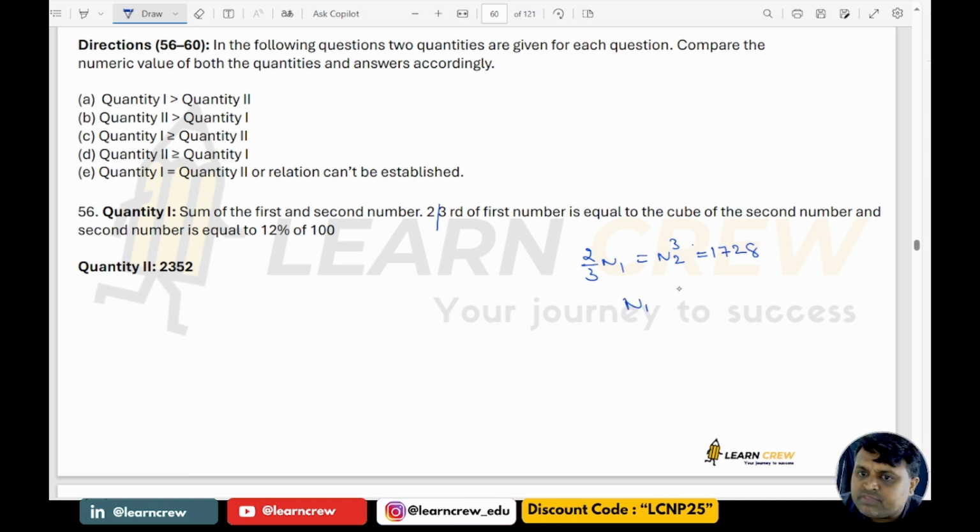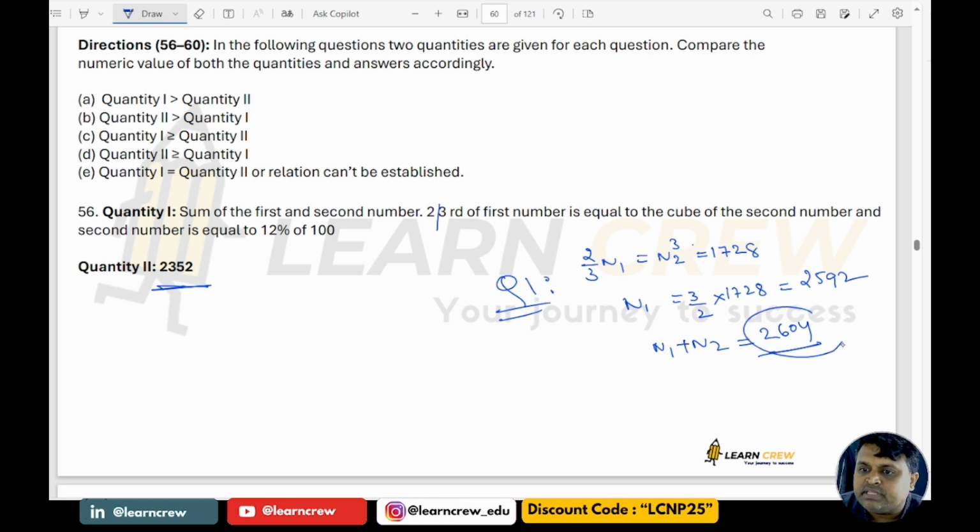Thereby N1 would be 3 by 2 of 1728, which is how much? 1728 plus half of it, which is how much? 2592. So N1 is 2592. N1 plus N2, the sum of those two, 2592 plus 12, which is 2604. It is 2604, quantity 1. Quantity 2 is 2352. Quantity 1 is more than quantity 2.